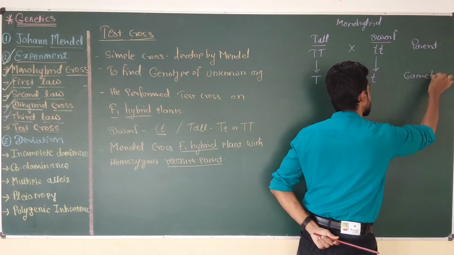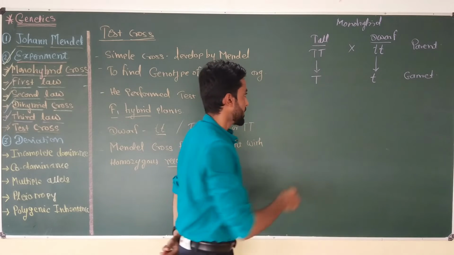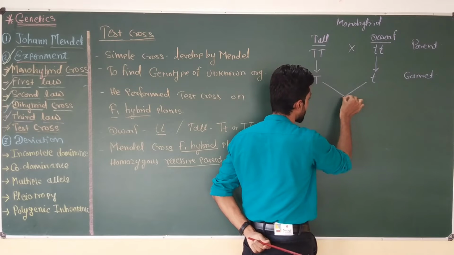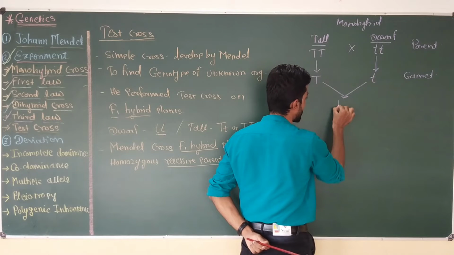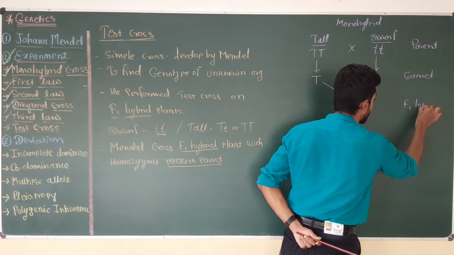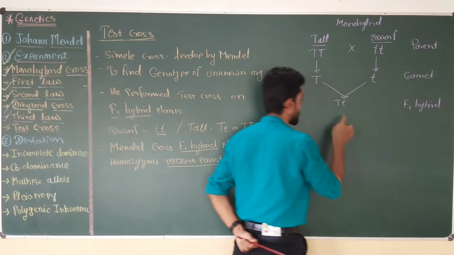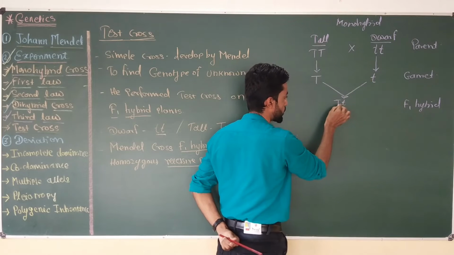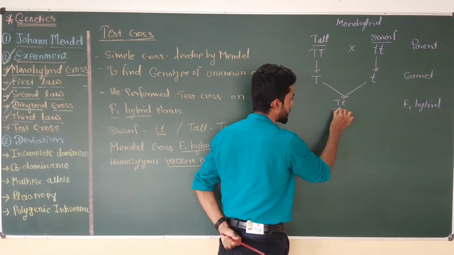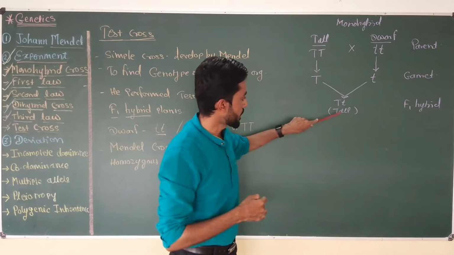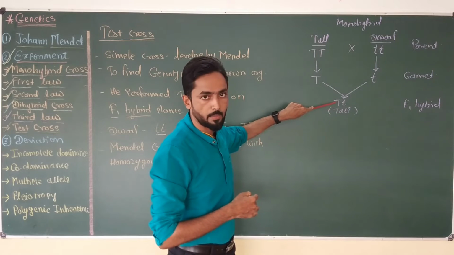They produce a single type of gamete, and after artificial cross, these two gametes combine in the F1 generation or in the F1 hybrid. So the genotype of the F1 generation becomes capital T small t, and due to the dominance of the capital T, the plant becomes tall. That means this F1 hybrid shows phenotype tall and its genotype is capital T small t.